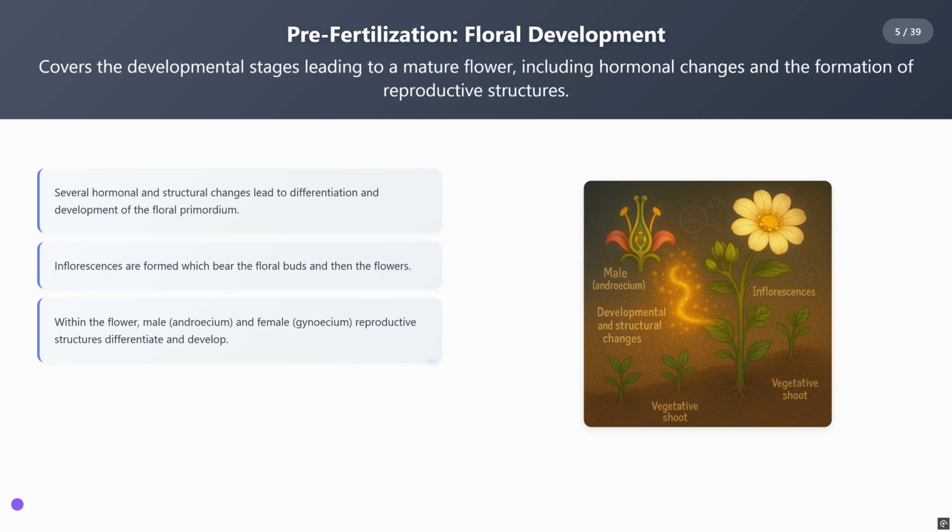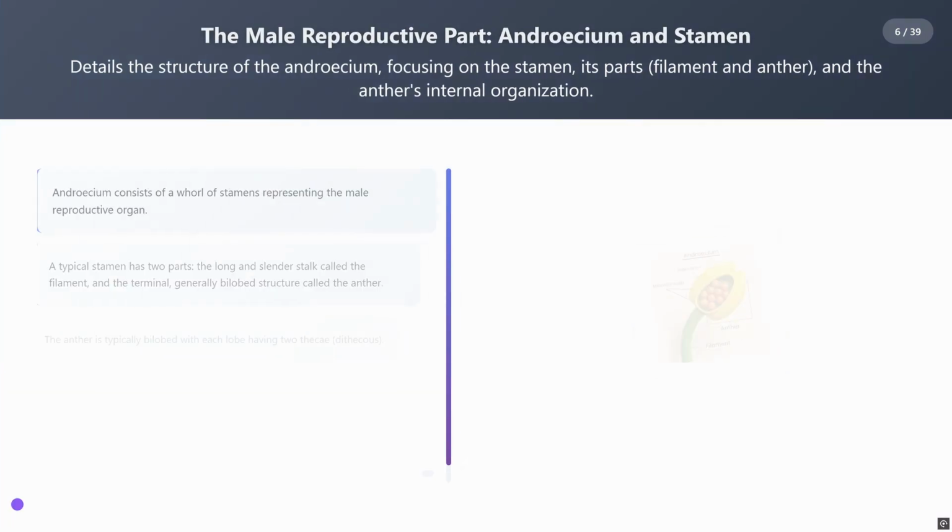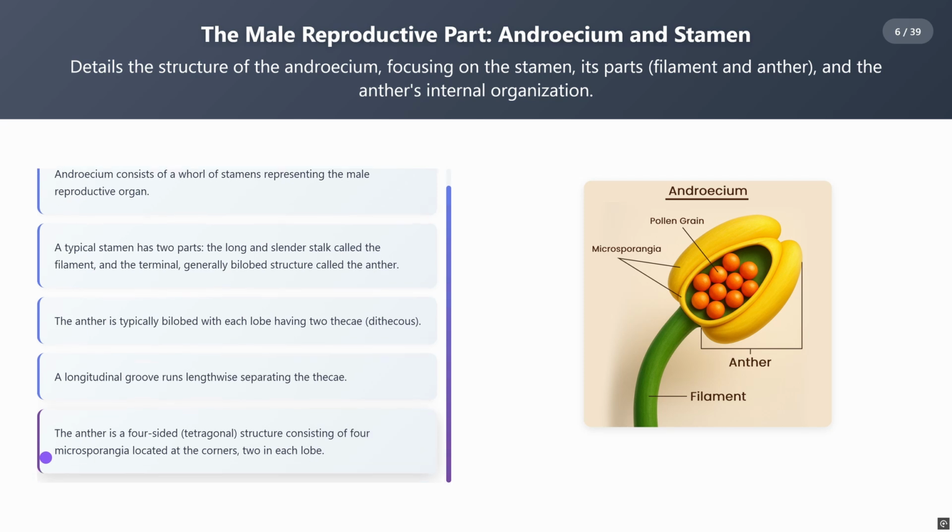And inside these flowers, the male and female reproductive structures, the androecium and the gynoecium, start to develop and differentiate. Okay, let's start with the male reproductive part, the androecium. Who are the main players there? Right, so the androecium is made up of a whorl of stamens. Each stamen is basically the male reproductive organ.